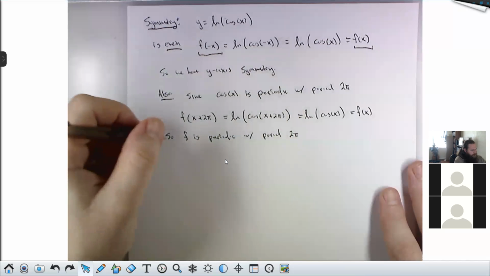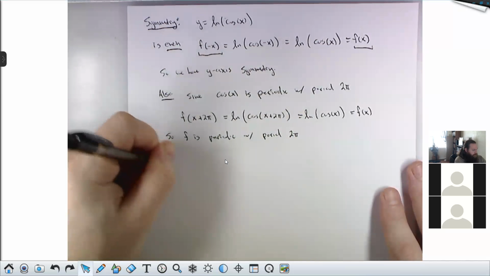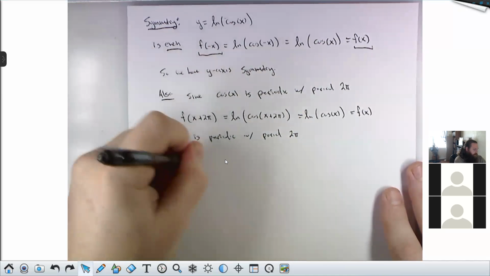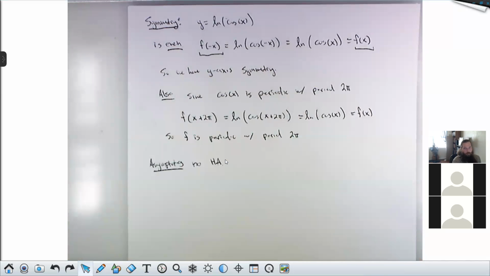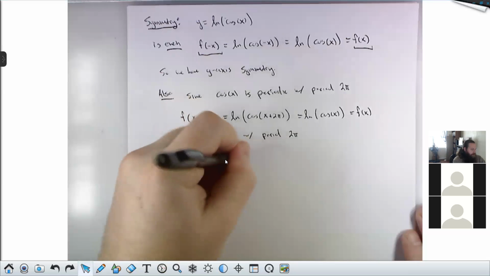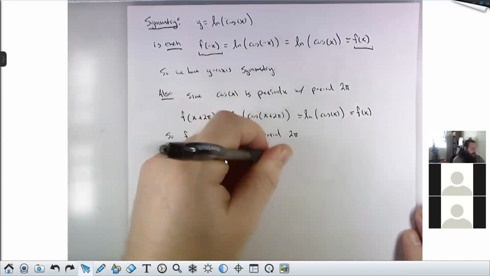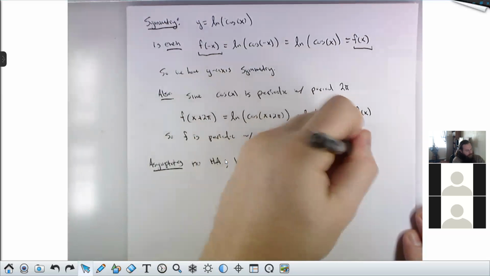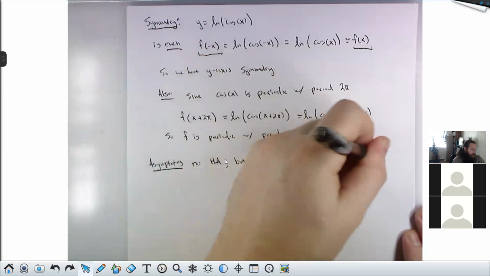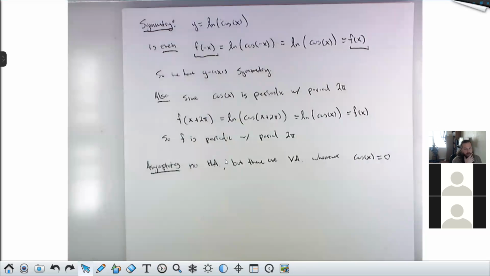There are no horizontal asymptotes, because the outer function here, the natural log, doesn't have any horizontal asymptotes, but we do have vertical asymptotes whenever the inside of the natural log is equal to 0. The inside of the natural log here is cosine. You know that the natural log function has a vertical asymptote at 0. So this function will have a vertical asymptote wherever the inside of the natural log, which is cos x, is equal to 0.